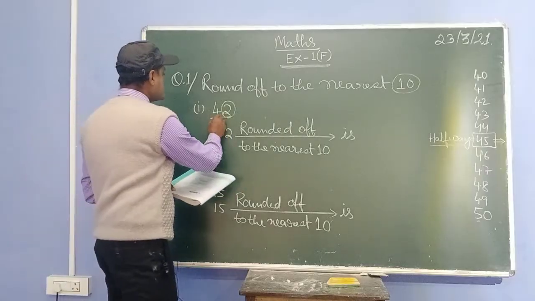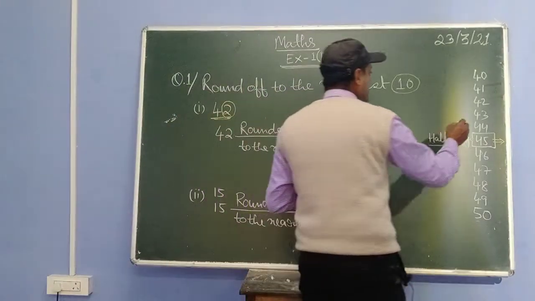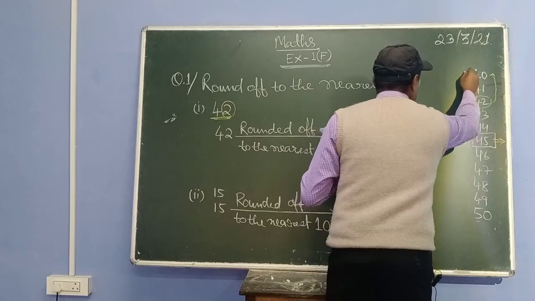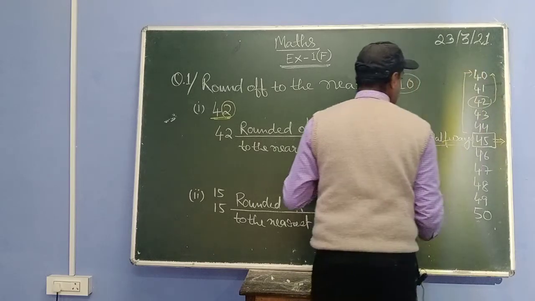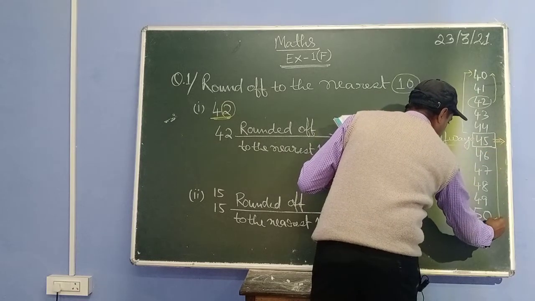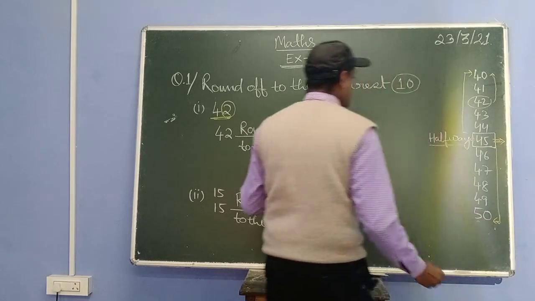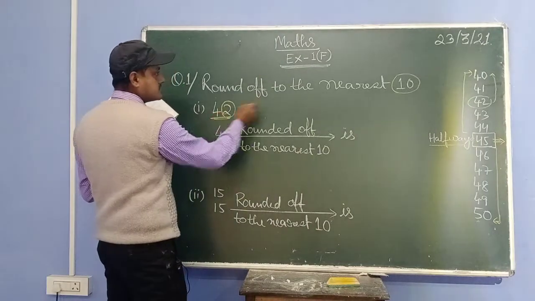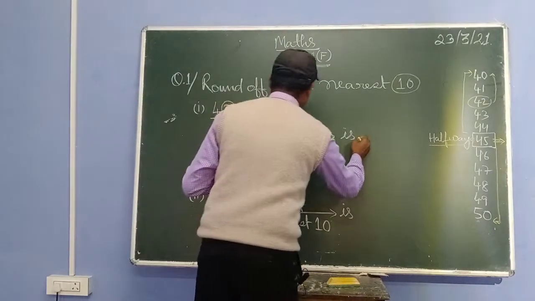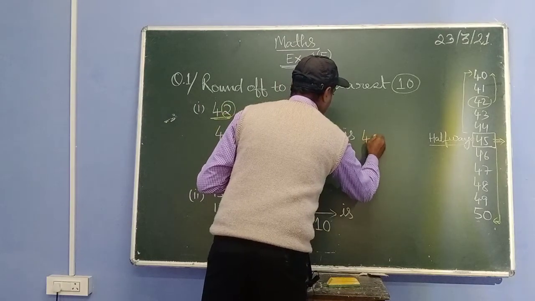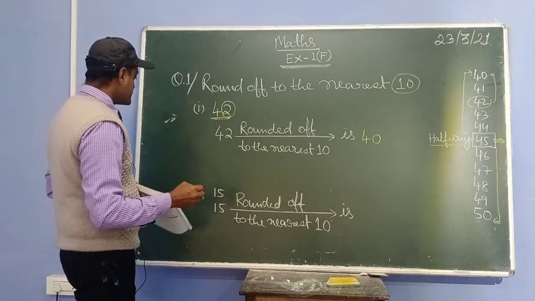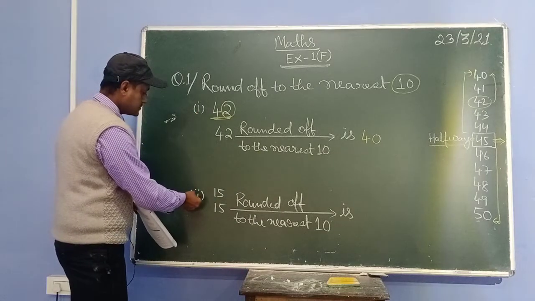Now if you see, 42 is nearest to 40. If it is more than or equal to 5, then we will add and move to 50. But since 42 is nearest to 40, we will write that 42 rounded off to the nearest 10 is 40.